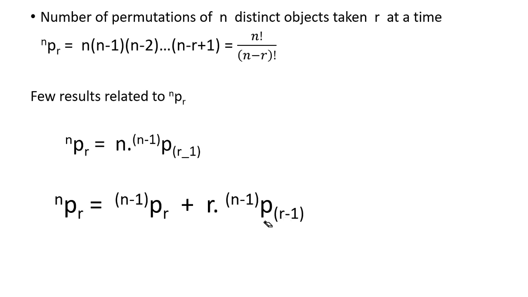Here r times n minus 1 p r minus 1 stands for the number of permutations of n distinct objects taken r at a time, which always includes a particular object. n minus 1 p r stands for the number of permutations of n distinct objects taken r at a time, which does not contain a particular object. And nPr stands for the number of permutations of n distinct objects taken r at a time. Therefore, the number of permutations is equal to the total number of permutations in which an object is not there plus the number of permutations in which a particular object is there. This is an important result. We will have a similar kind of result in combinations, which we are going to deal with in this lecture.